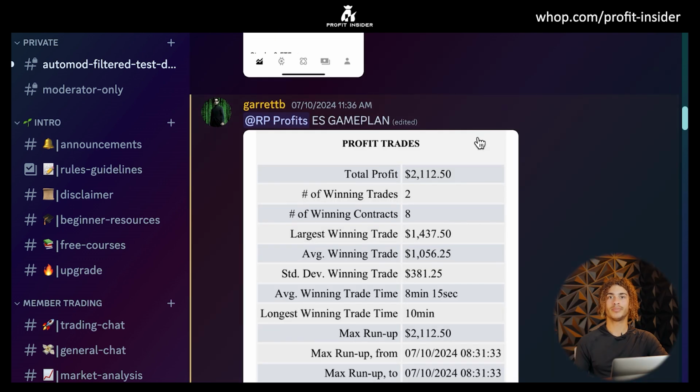My man Garrett was able to make $2,100 following my ES game plan. On my ES game plan, I like to look for trades that have a very high risk to reward ratio. That's all I'm looking at is high quality setups. I literally do not take the setup if it's not a high quality setup. So I'm either losing a little bit of money or I'm making a lot of money. And that's how you have to be if you want to make money as a trader.